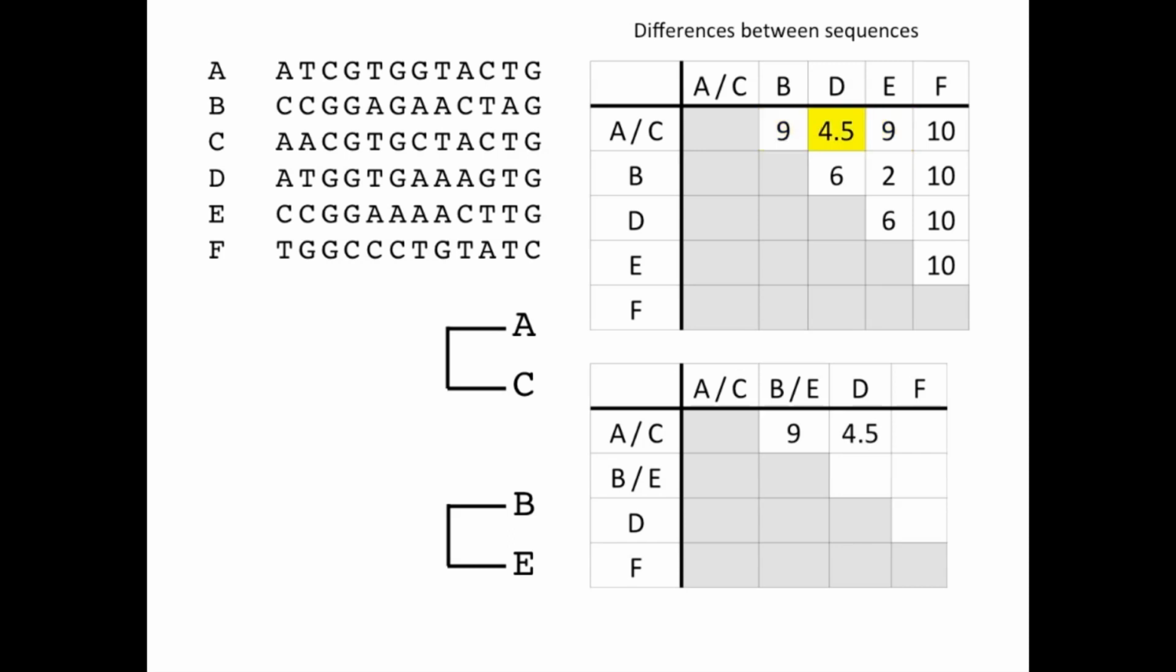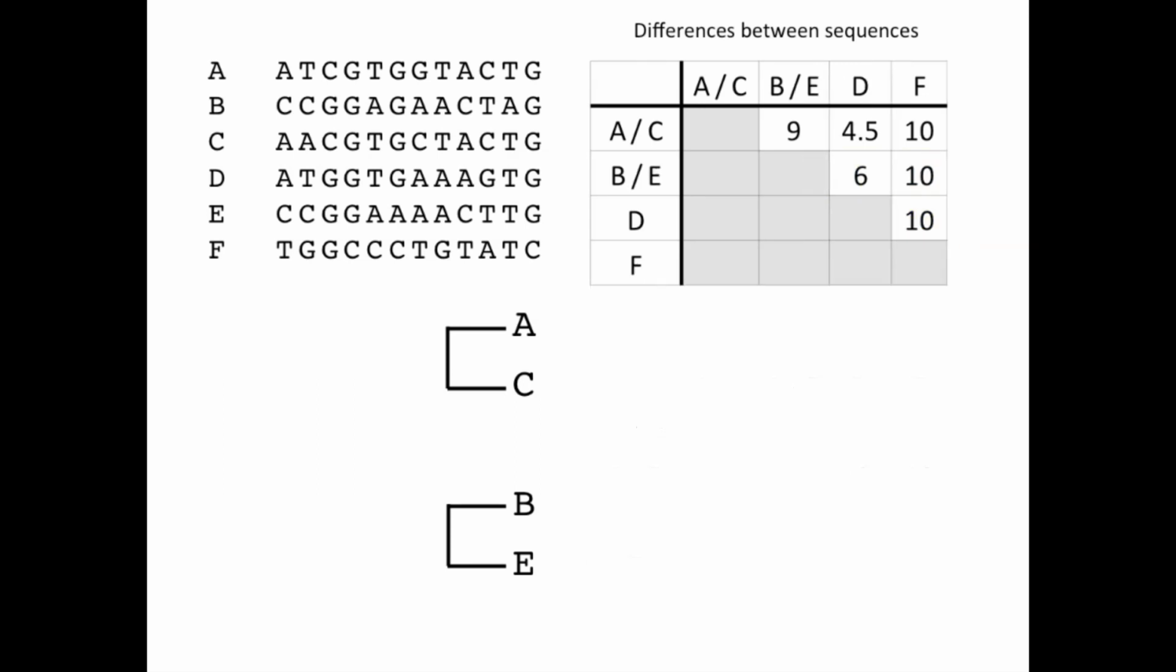We have 4.5 for AC to D and 10 for AC to F. For B and E to D, we have an average of 6 differences and an average of 10 for B and E to F. And there are also 10 differences between D and F. With this table completed, we can now proceed to the next step.